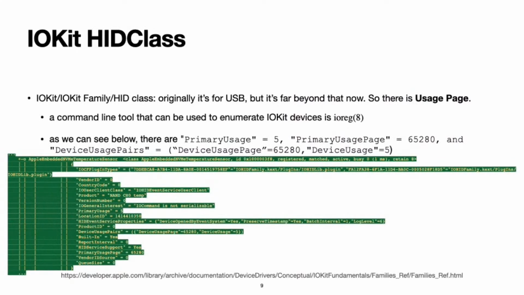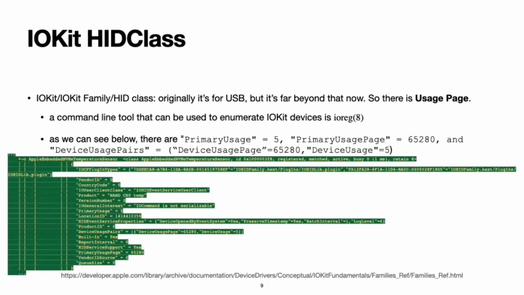HID class. We use IOKit's HID class to read the values of thermal sensors. Here, HID stands for Human Interface Device. As far as I know, IOKit's HID class is originally designed for USB HID devices. But as you can see, now its usage is far beyond USB. So there is a USB usage page to describe non-USB usage.